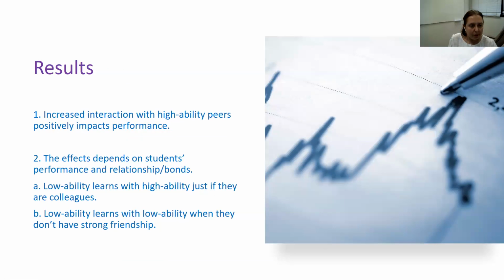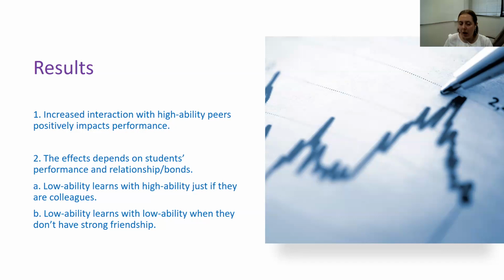The results. First of all, what we know. The share of low and high ability peers in a group is not able to explain by itself positive peer effects on performance, okay? These effects only arise when the high ability colleague is a peer in more than one tutorial group. So our first result is that increased interaction with high ability peers impacts performance in a positive way, okay? But this effect also depends on whether the student himself is classified as low or high ability, and on the links, the bonds that exist between them.